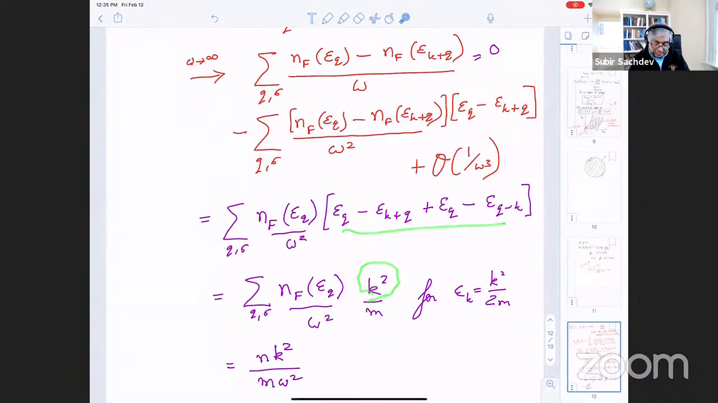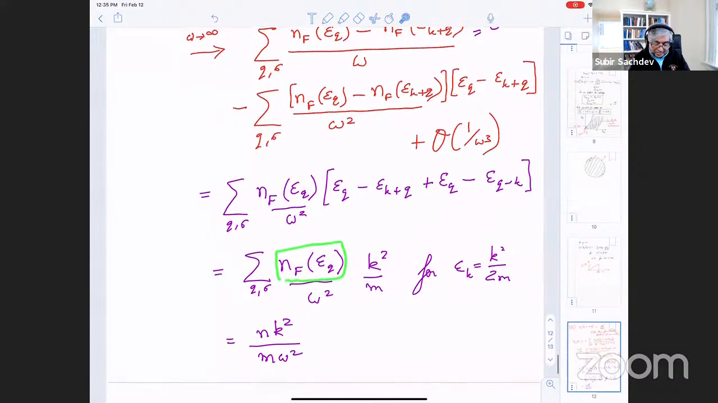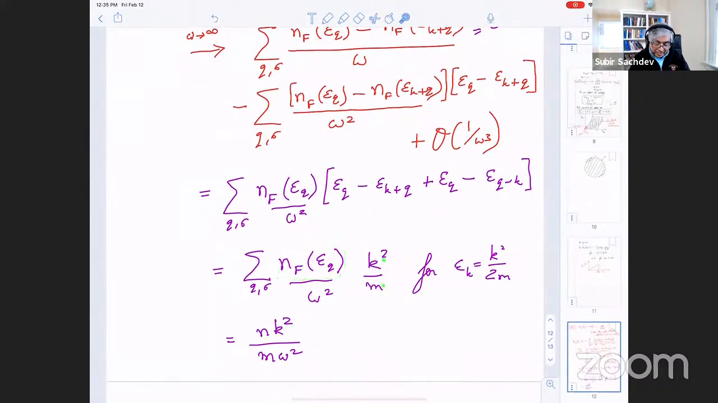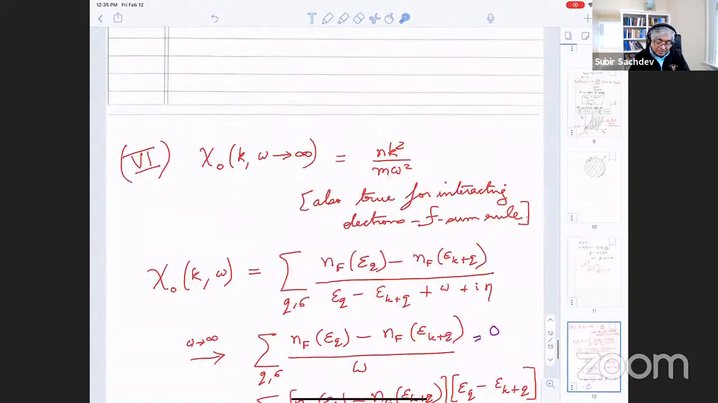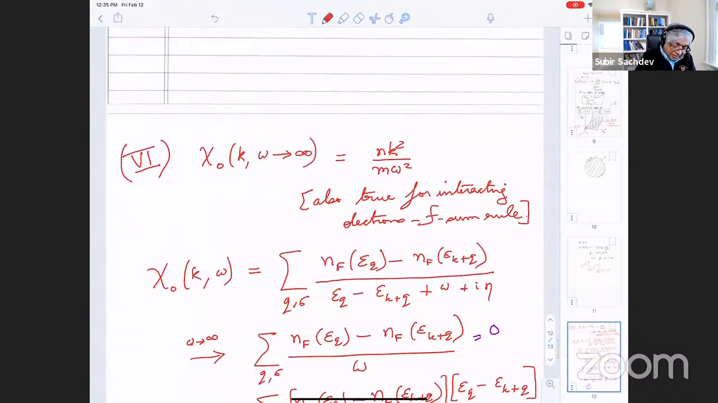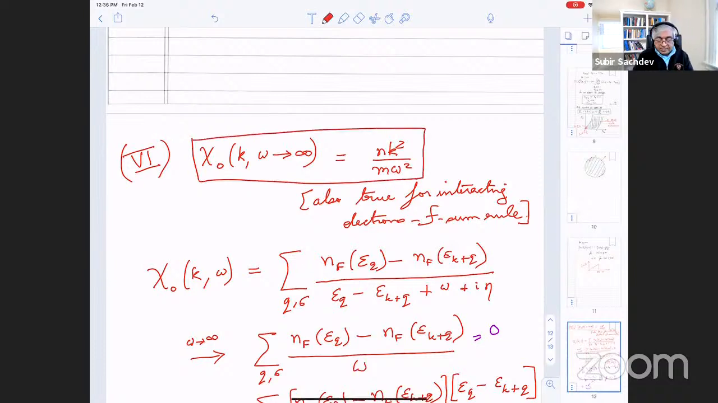So just a constant independent of Q. Now you can do the sum over Q. That just gives me the total density of particles, that's N. There's a K squared over M that comes from this expression. So that's the K squared over M. The 1 over omega squared comes from here. And therefore you have the result. So this is the basic result that at very high frequency, the free electron gas has this high frequency limit where the coefficient here is just given by the total density of electrons.